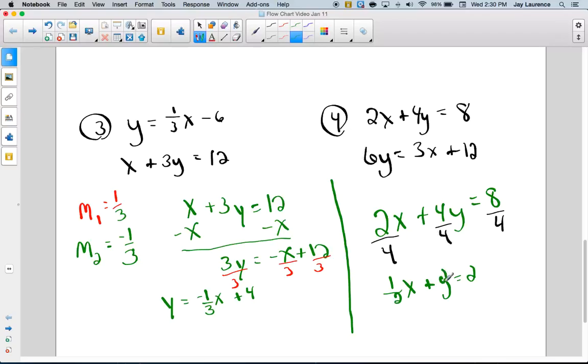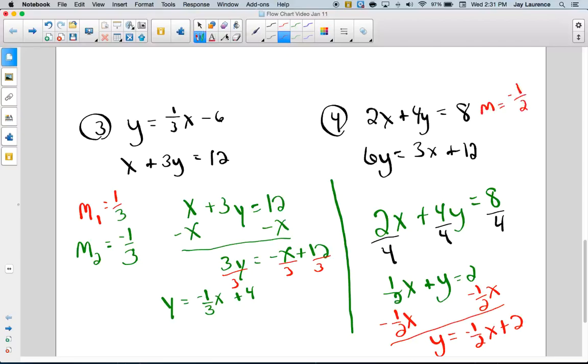It's supposed to say y there. Oh, it looks even worse. I don't know what that looks like. Let me rewrite it. Okay. There we go. And now I'm going to subtract 1/2 x from both sides. So then y is going to equal, oops, I lost my x there. Sorry about that. Negative 1/2 x plus 2. So the slope of this first equation is going to be negative 1/2.